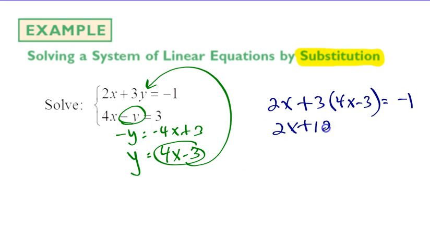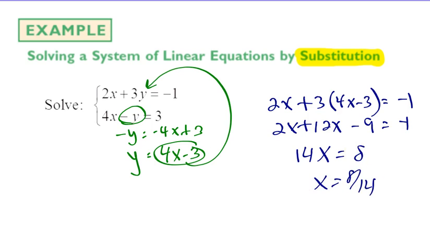Solving for x, I'll end up with 14x. X is equal to, adding 9 to both sides, this reduces to 4/7. You can see this method is a little bit more accurate. I would have never been able to find 4/7 using the graphing method.